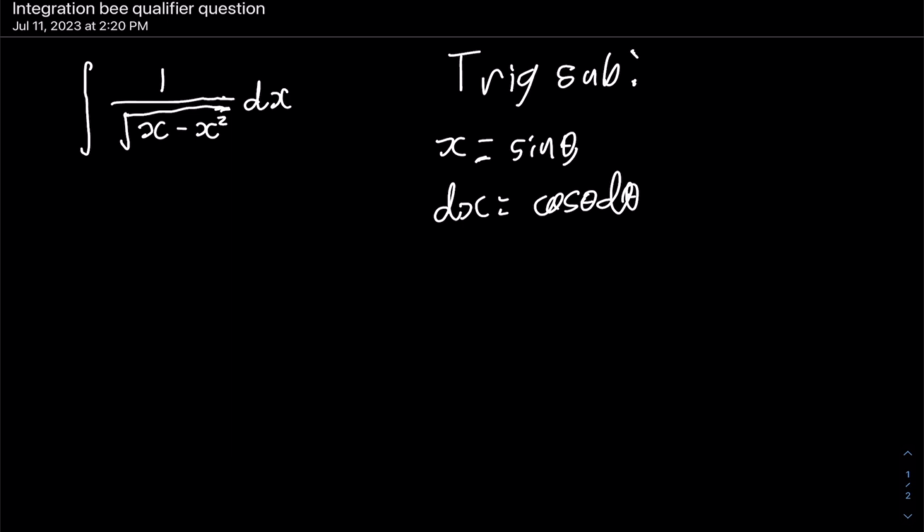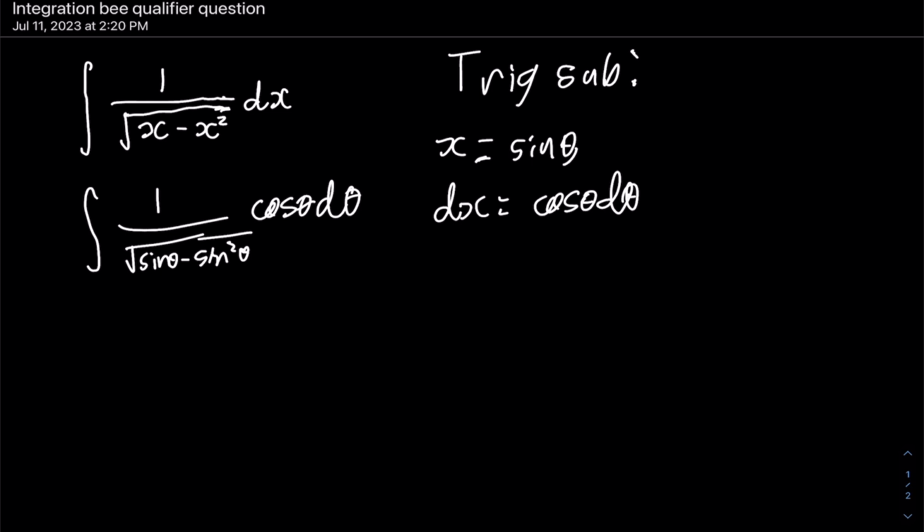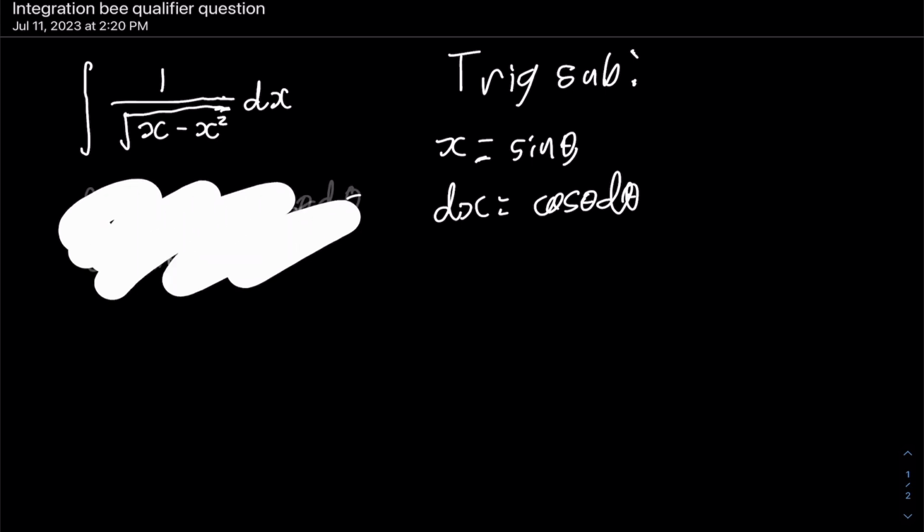Then we have the integral of 1 over the square root of sine theta minus sine squared theta, and then we have a cosine theta d theta. And does this help us at all? Because we have a sine theta minus sine squared theta. Well, if we try factoring out the sine theta, we get 1 minus sine theta, and there's no squared there to help us out. So what do we do? We see that this substitution does not work.